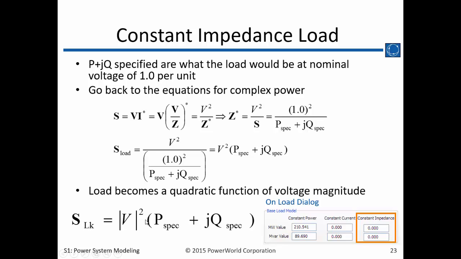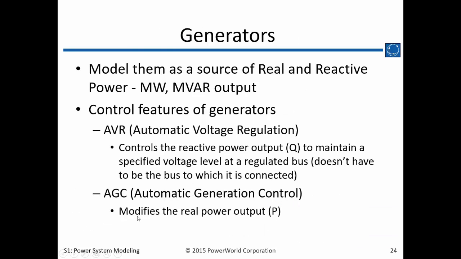So similar to the constant current, which is a function of voltage linearly, now we have constant impedance as a function of the voltage squared. So again, as the voltage goes up, the constant impedance load will go up faster than the constant current load would go up, and similarly would go down faster than the constant current load would go down. And again, there are machines out there that have this type of response.